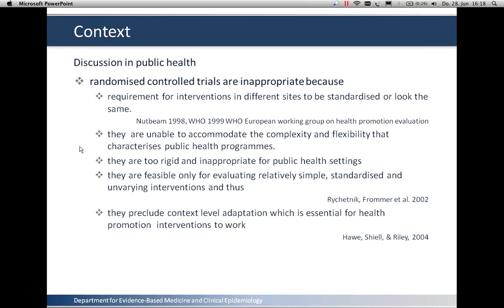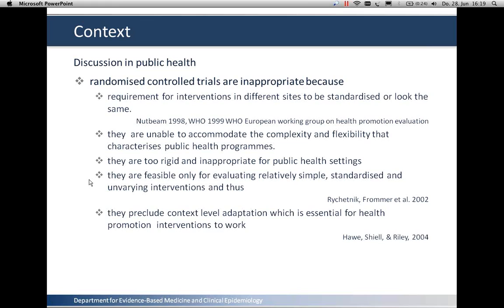And if there are different target groups, which, in the setting of school, is easy because there's only one target group. There are children in the third and in the fourth grade. But there are other public health interventions where it is not as easy, for example, prevention programs for preventing obesity. It could be more than one target group. And then the third point, we have different settings in health promotion. The question is how to recognize this in cluster randomized trials or in randomized trials. And therefore, some authors came to the conclusion that RCTs are only feasible for evaluating relatively simple, standardized and unvarying interventions.